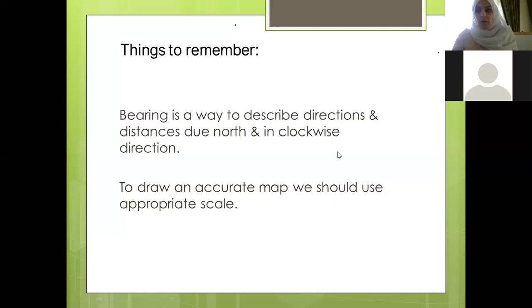Okay. So bearing is a way of describing the distance and direction. Of course, we draw the bearing due north and clockwise direction.